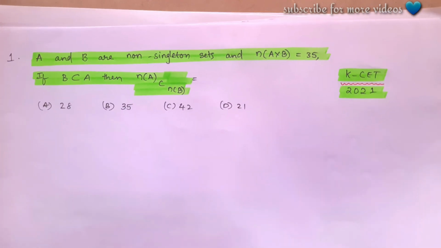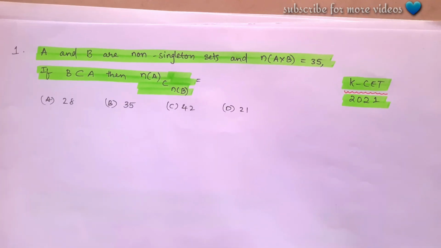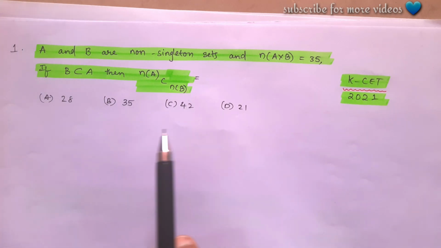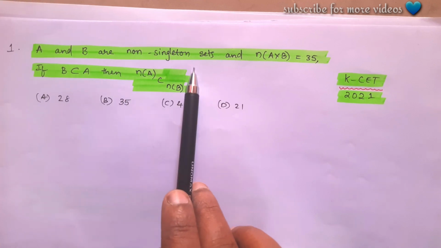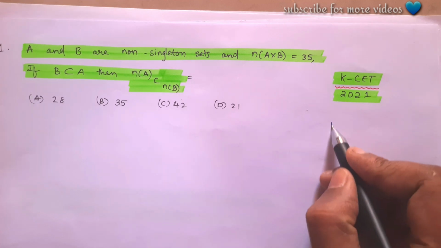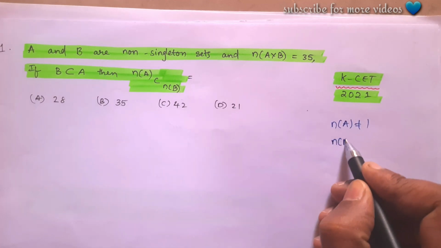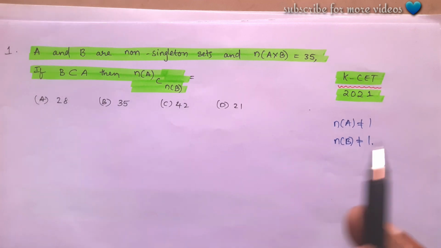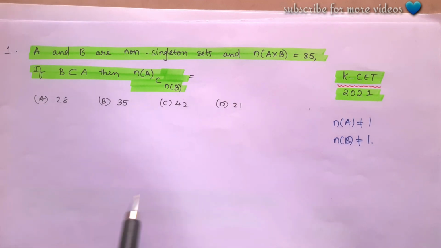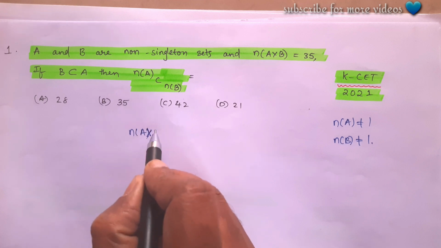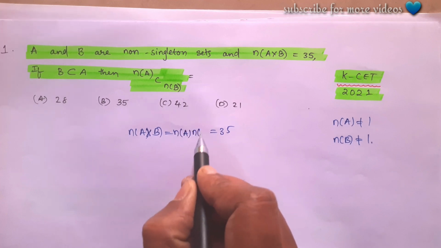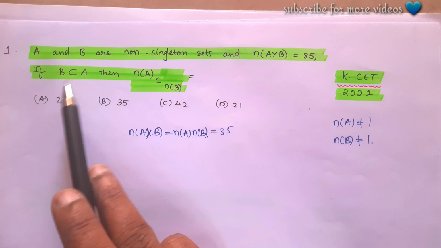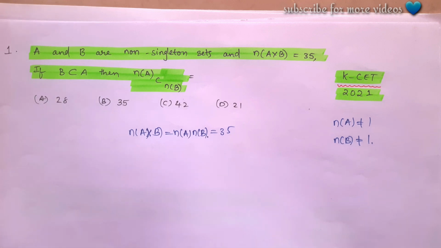Okay, next we will go to 2020, nothing but the latest last year question. This question is not directly in terms of binomial theorem, but the concept is related to that. This question involves the basics of sets also. A and B are non-singleton sets. Non-singleton means n of A not equal to 1, n of B not equal to 1, that is, more than one element. And n of A cross B equals 35. The formula for n of A cross B is n of A into n of B. But they are asking B subset to A, which means A is the largest set.